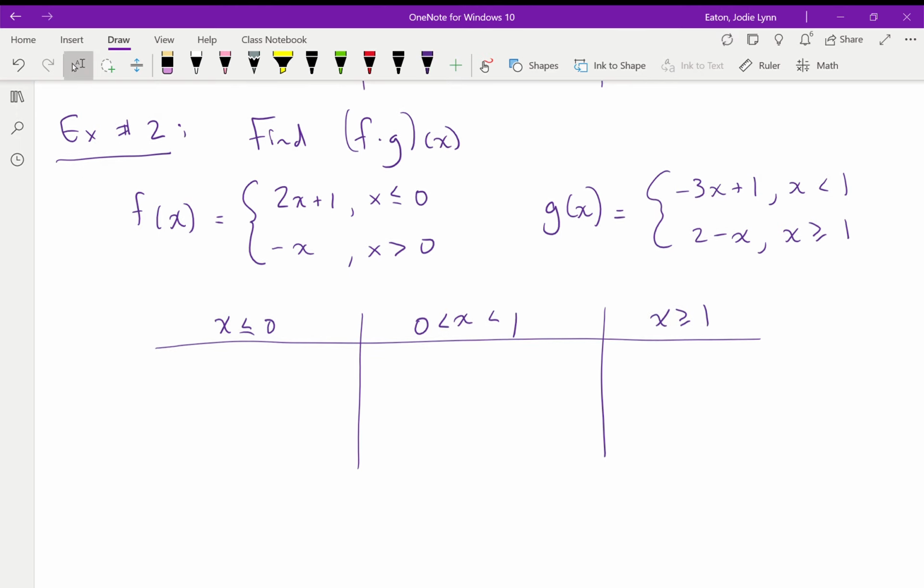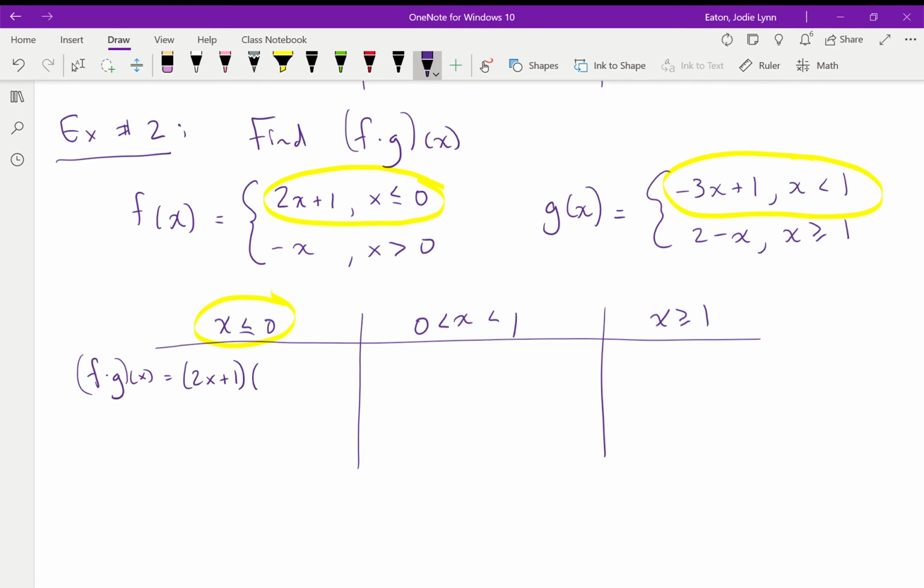So we have f of x. When x is less than or equal to 0, we are going to be using the yellow function here, and we are going to be using the yellow function here, because less than or equal to 0 means we're also less than 1. So our f times g of x is going to equal 2x plus 1 times negative 3x plus 1, which when we expand our brackets, we get negative 6x squared minus 3x plus 2x is minus x plus 1.